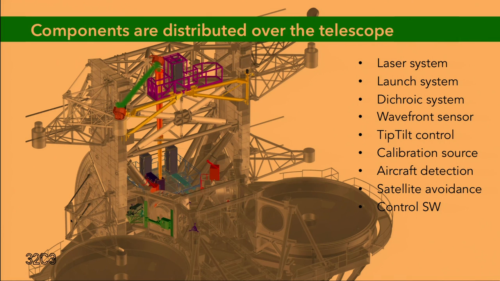Again, we do have a laser system. We have to place somewhere a launch system for the laser, a dichroic to separate between the laser light, the tip-tilt light, and the science light. We do have to have a wavefront sensor to check how the wavefront looks like. We do have to have this tip-tilt control. A calibration source would be nice to calibrate the system during daytime.